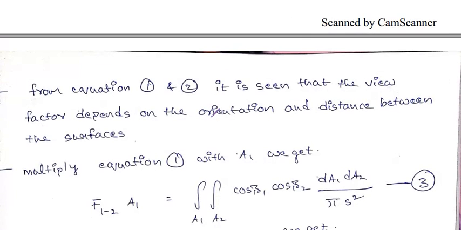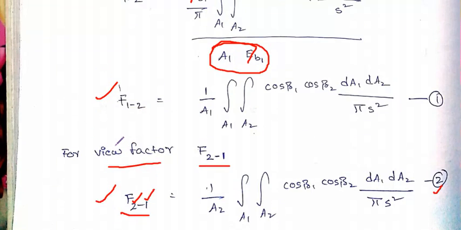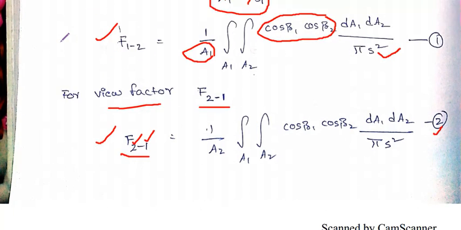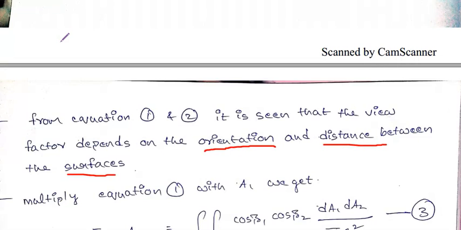From equations 1 and 2, it is seen that the view factor depends on the geometry of the surfaces, the distance between the surfaces, and the orientation of the surfaces.